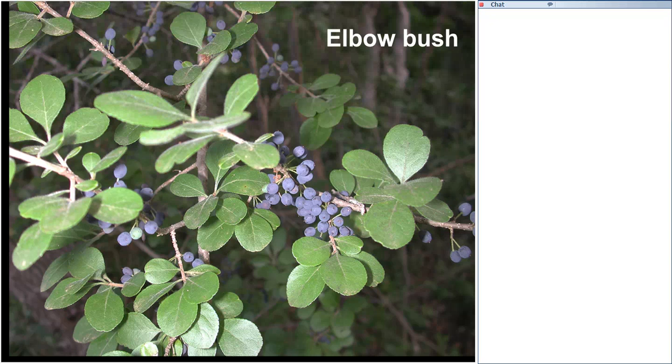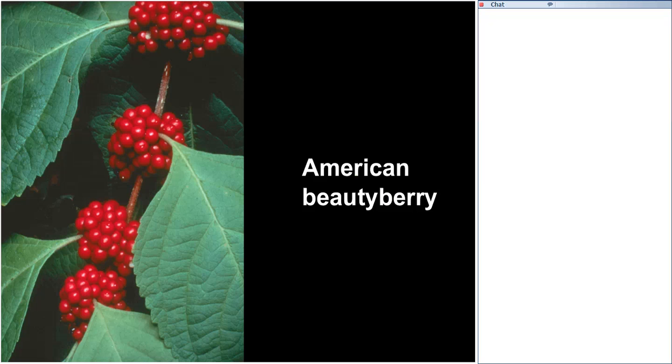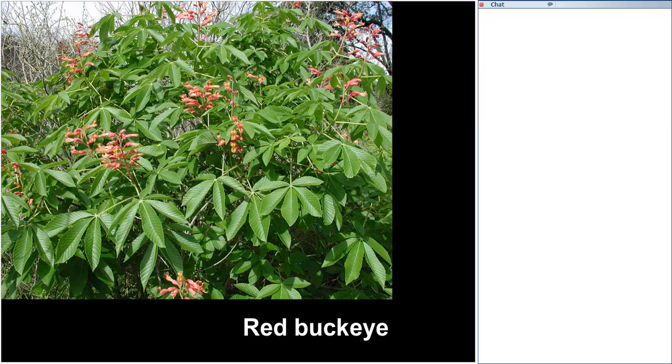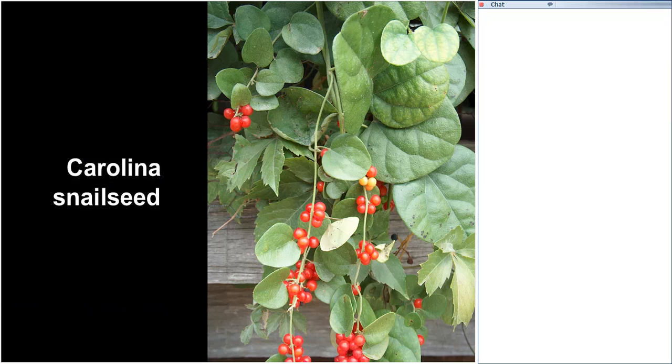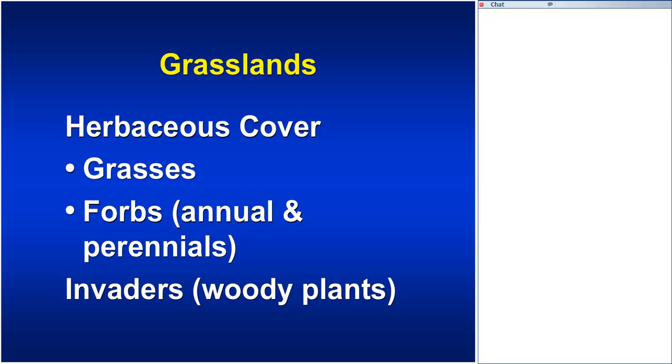Some of those can be things like elbow bush, American beautyberry, red buckeye, maybe one of those. And as I mentioned, we were talking a little bit about vines, things like Carolina snailseed, often overlooked as a very valuable wildlife plant. So that's a little bit about woodlands and some of the habitats and the structure that we'd have there.